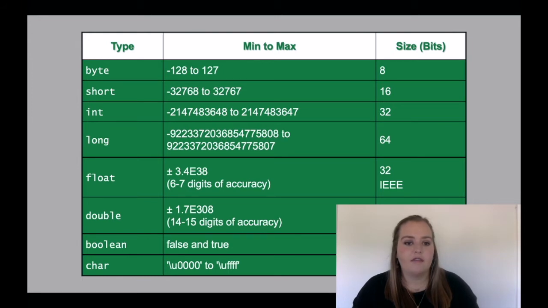Floats and doubles have much higher numbers and pretty much fit most anything in there. You can see the number breakdown on the screen here. And then we also have our booleans and our chars. One thing to notice is that \U0000 is the 0 value for a char number. So that is the minimum value for a char.